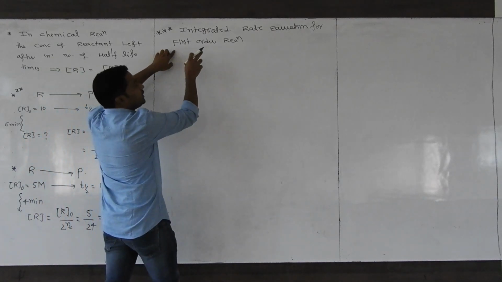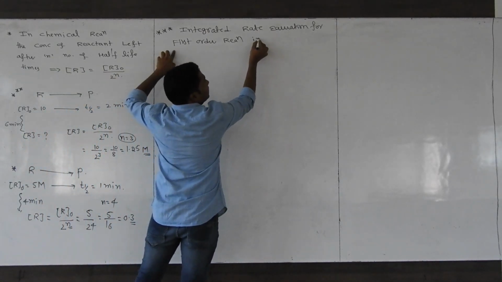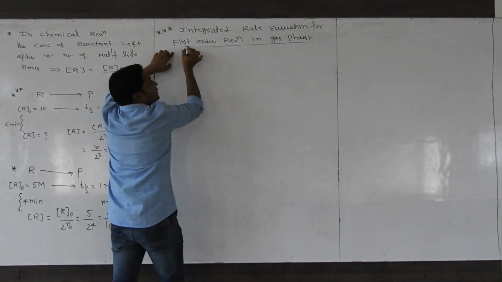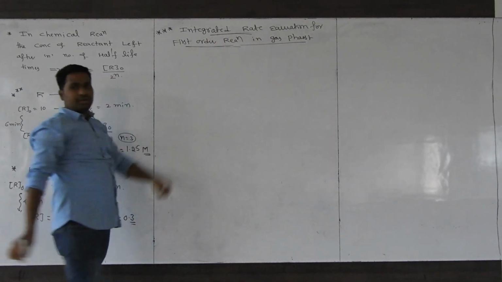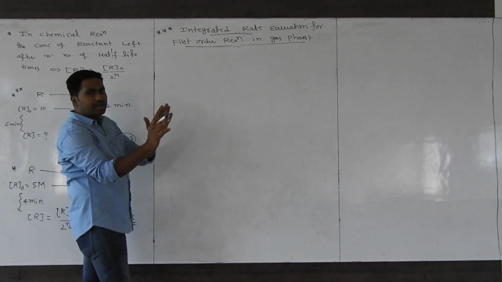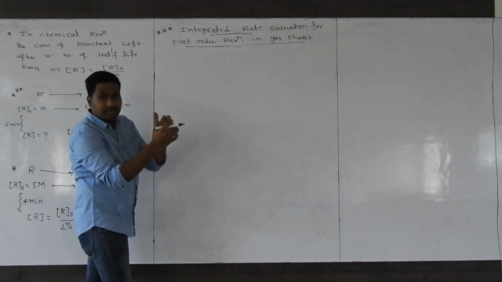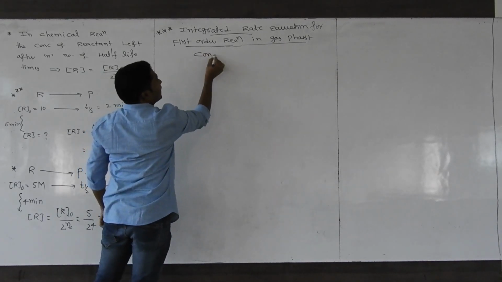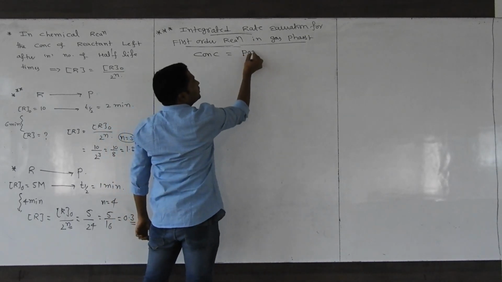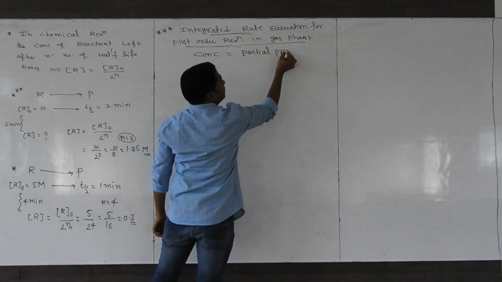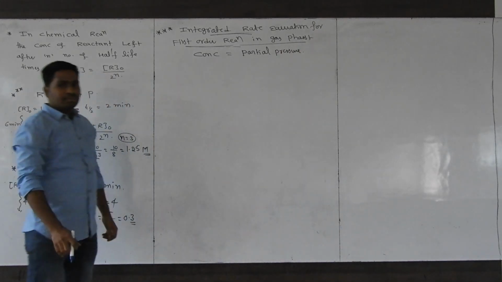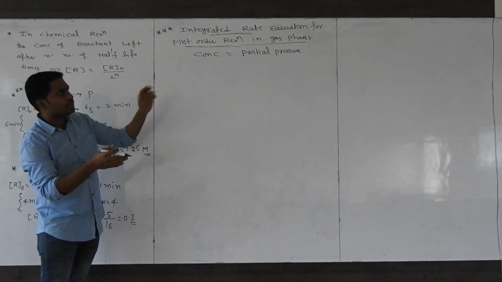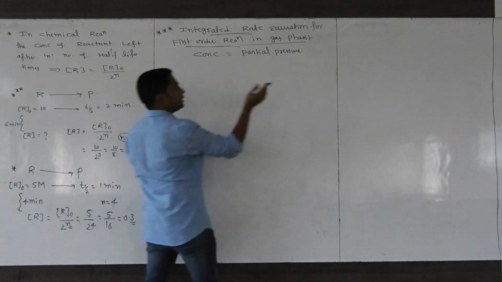But now we are discussing the integrated rate equation for first order reaction in gas phase. Meaning if you take the chemical reaction in terms of gases, what is the integrated rate equation we are discussing now? Generally, if you take liquids as the chemicals, then we express them in concentration. But when we take them in gas phase, the concentration term should be replaced with which one? Partial pressure. We take liquid chemicals with liquid concentration, but the same equation we take in gas phase, and instead of concentration we use partial pressure.